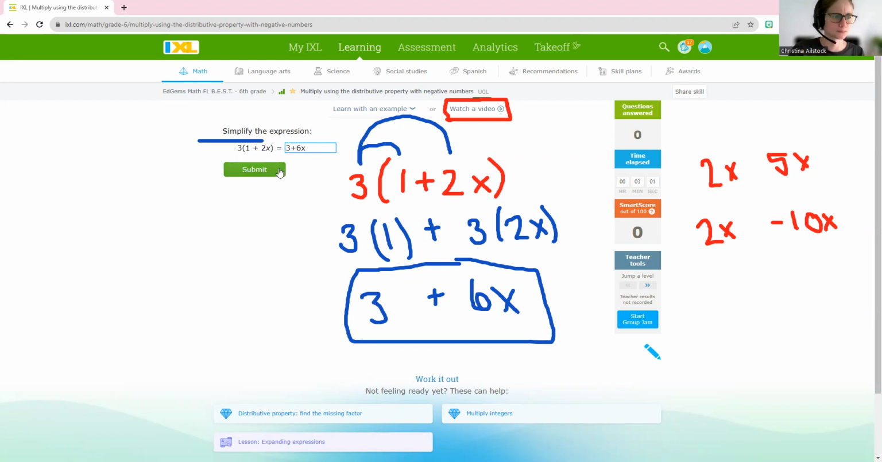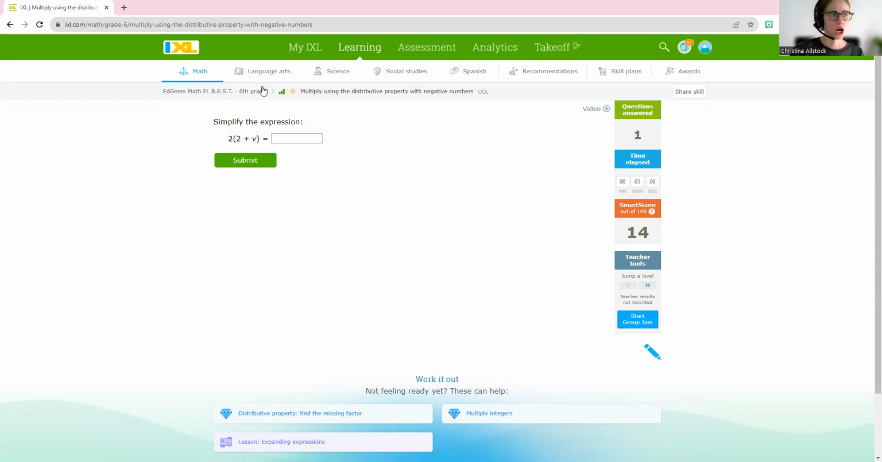All right, let's keep going. Try a few more here. All right, we have 2 times the quantity of 2 plus v. All right, I look inside my parentheses. Can I combine like terms? Can I add 2 and v? Nope, I cannot add them because one has a variable, one doesn't. So what does that mean we need to do? Distribute that 2, pass that along to everything inside the parentheses.